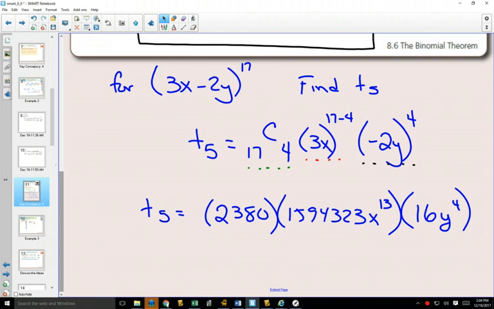And now when you have to multiply all of these together, you're going to multiply your numbers together. So 16 times that big number times 2,380. Nice. It has to go to scientific notation because it's so big. 6.07 times 10 to the 10, x to the 13, y to the 4. This would not have been fun with Pascal's triangle and numbers that big. But this is what we're going to do when it's bigger. They're going to ask for a specific term.